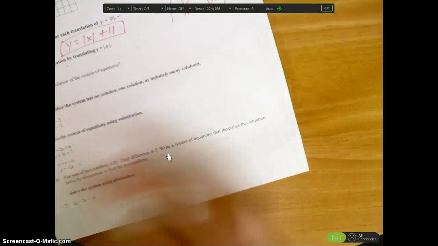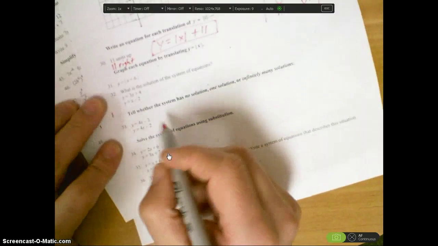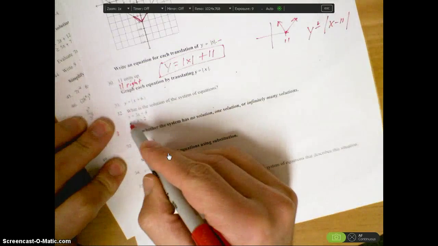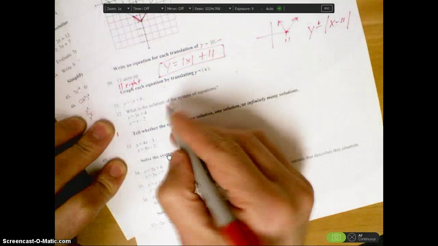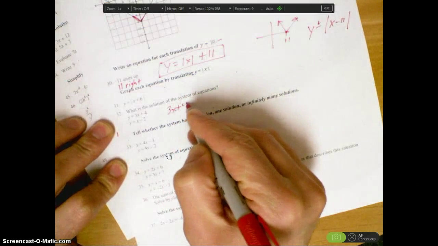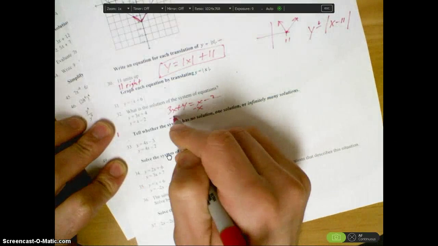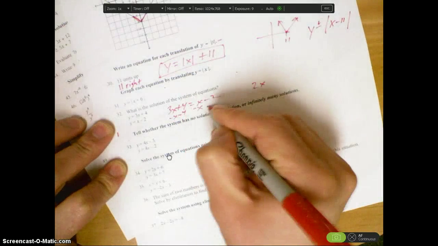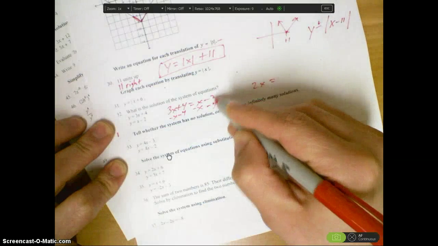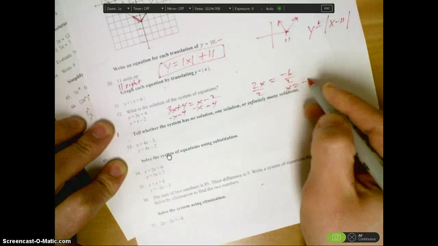All right, and that was number 31. So now we're on 32. What is the solution to the system of equations? Well, in this problem, 32 here, they both are set equal to y, so I can set them equal to each other to solve for x. 3x plus 4 equals x minus 2. Solve for x. I'm going to subtract x from both sides. 3x minus x is 2x. I'm going to subtract 4 over here, and negative 2 minus 4 is negative 6. Divide by 2, and x equals negative 3.